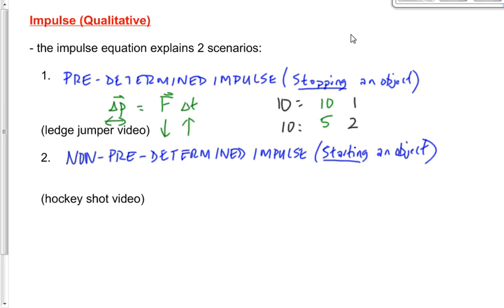Now I'm going to give you the second one, then I'm going to show you a couple videos. I'm going to ask you to tell me which situation is explained in which video. The second one is when we have a non-predetermined impulse. This is when we're starting an object or trying to speed up an object. The impulse is still equal to F times delta T. But this time, delta P is not a constant value. It can go up or down. It can be a bigger value or a smaller value.